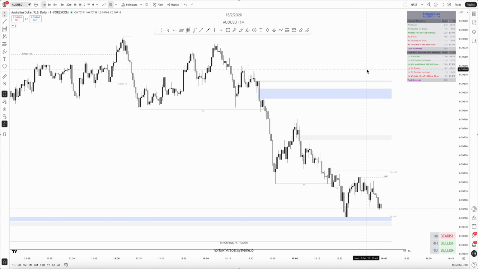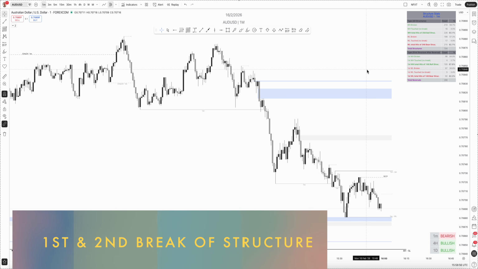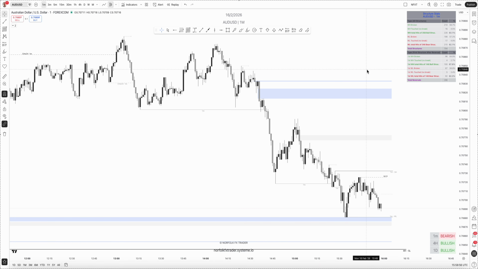Now you understand the manual logic behind the first and second break of structure, why waiting for structural confirmation matters, and how the companion tool applies this same process mechanically. Continue with the next example to see how this framework works across different market conditions.